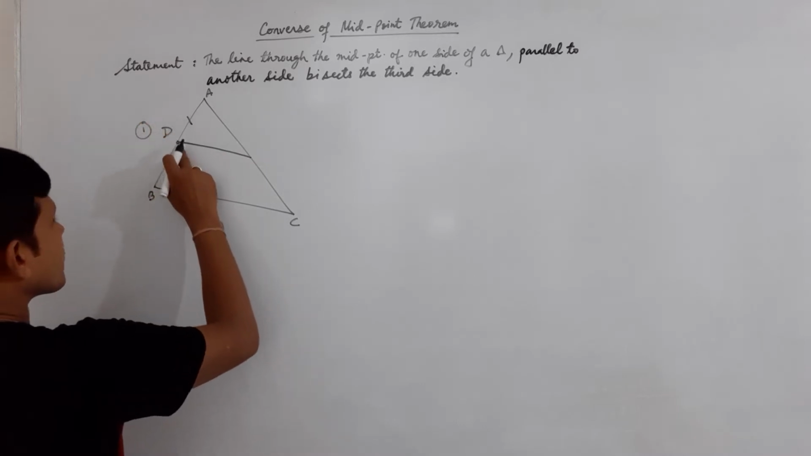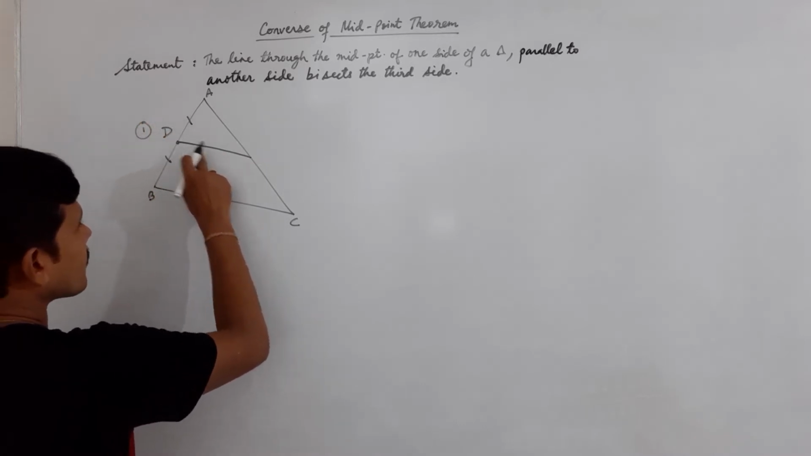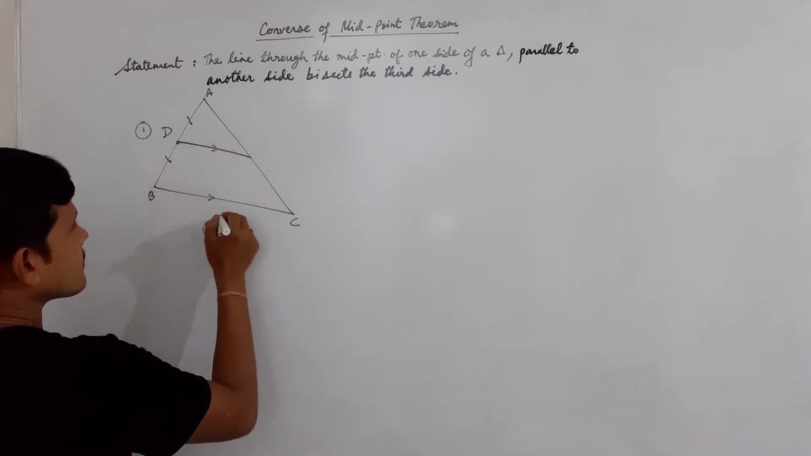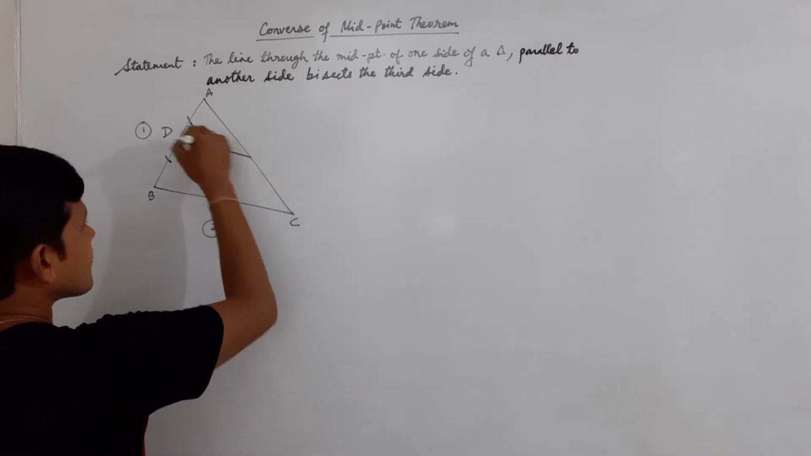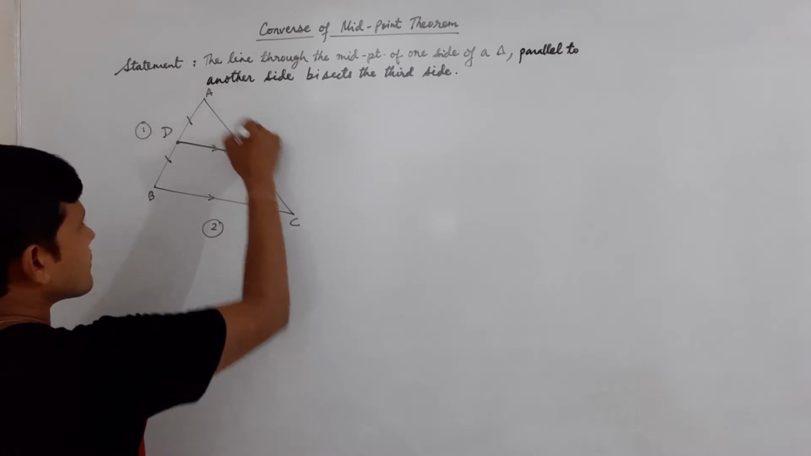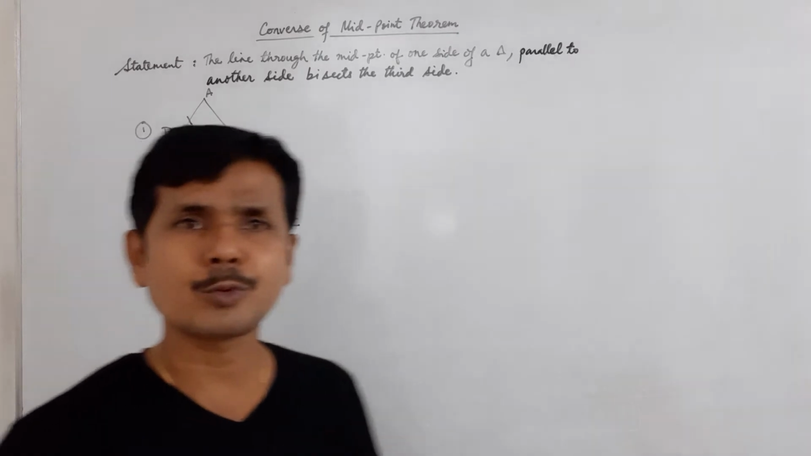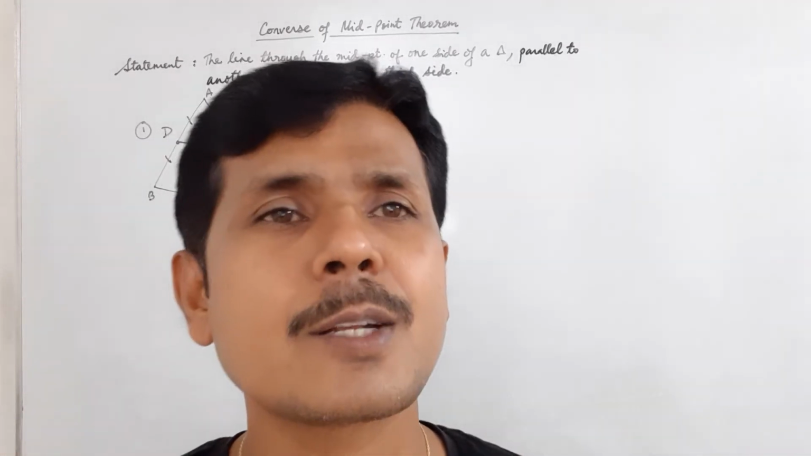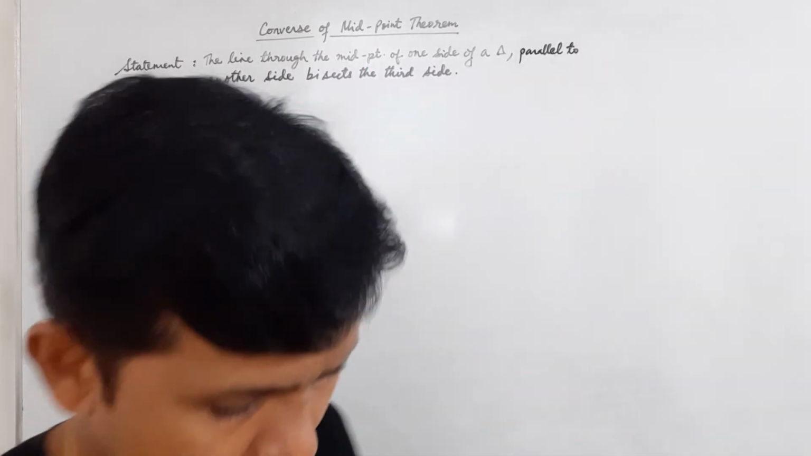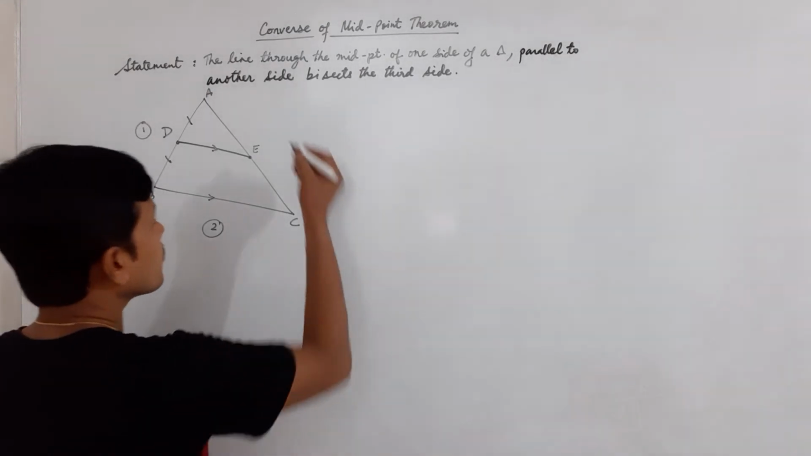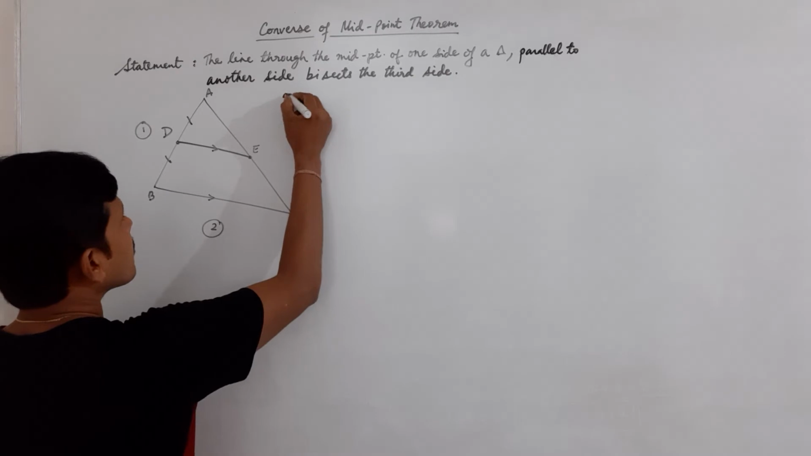From the first side we have taken the midpoint, and through it I have drawn a line segment parallel to the second side. And this line will bisect AC. Okay, this we have to prove. This is only the statement. Now for this, we have to do a construction also. But before this, let us write everything down.